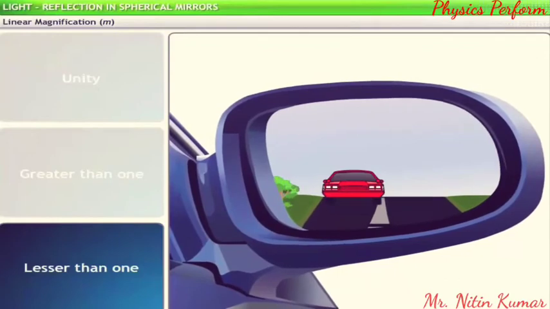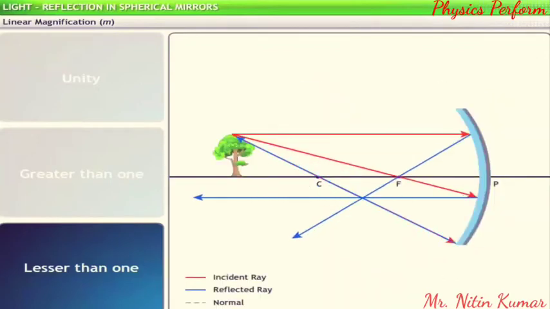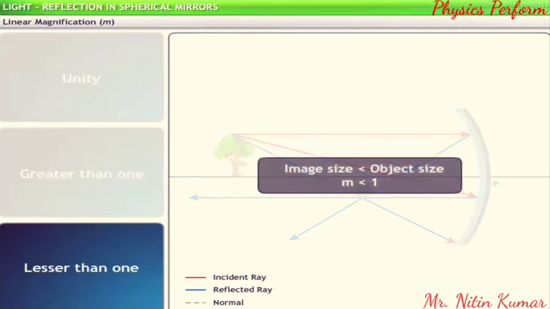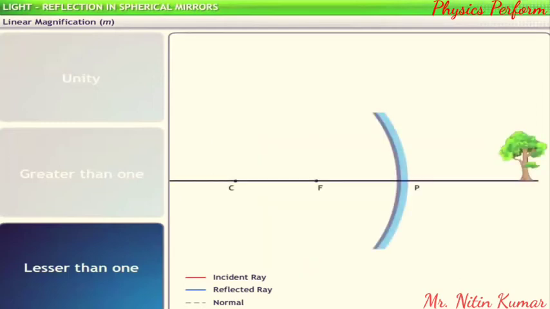Magnification is lesser than 1 when the size of the image is lesser than the size of the object. When an object is placed beyond C of a concave mirror, the image formed lies between C and F of the mirror. It is inverted, real, and the size of the image is lesser than that of the object. Thus we say that the image is diminished and its magnification is lesser than 1.